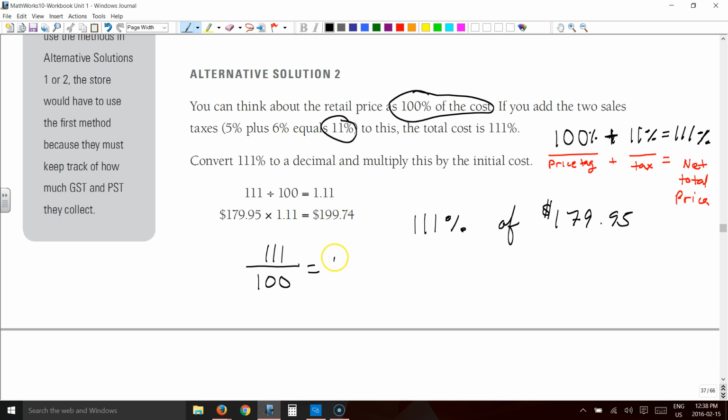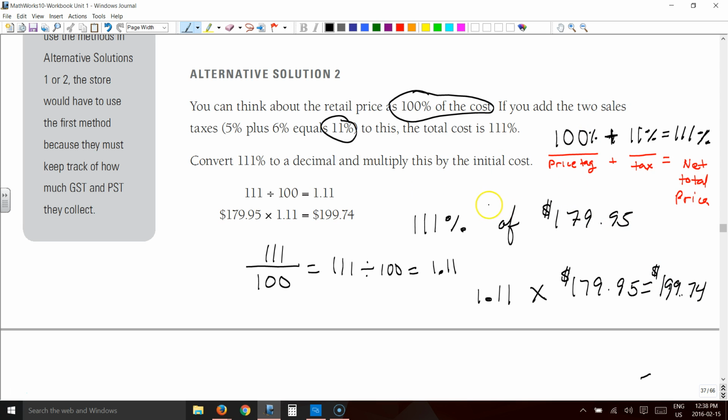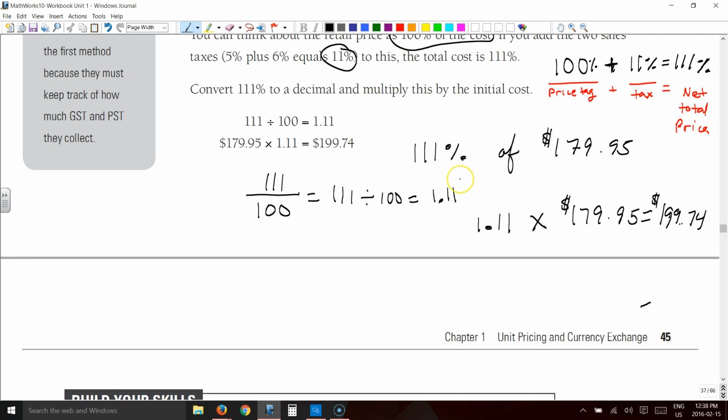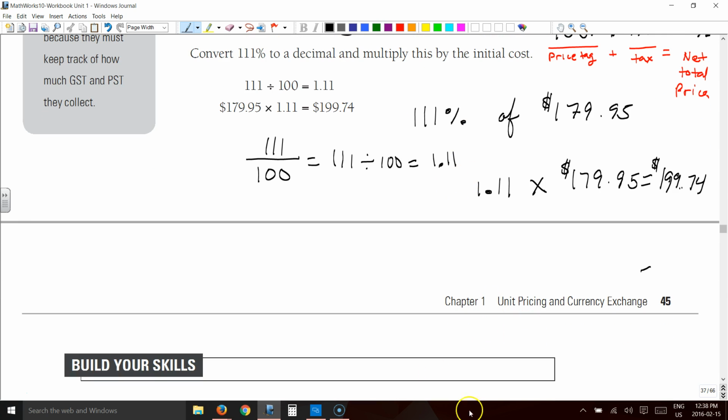and do that division. So 111 divided by 100 equals 1.11. So we want to know what 1.11 times 179.95 is. When you do that math, you automatically will get 199.74. So very quickly we get our answer. So that, in my opinion, is the best way to do it. I will very quickly do this on a calculator without even showing my work.